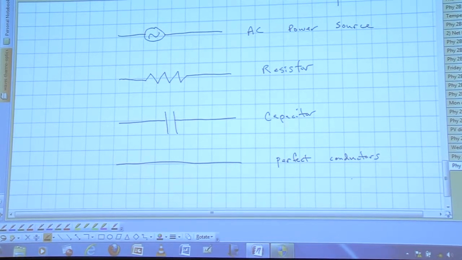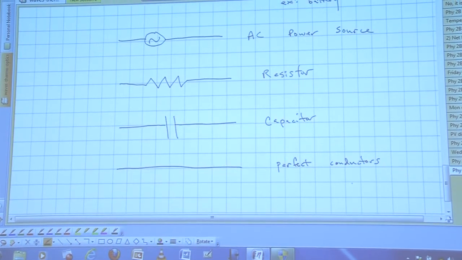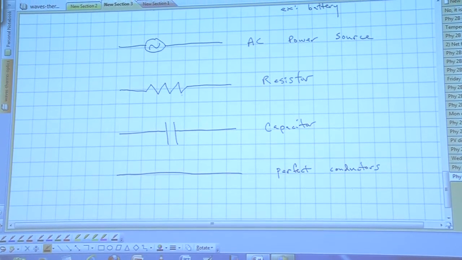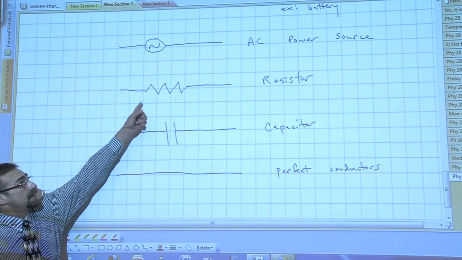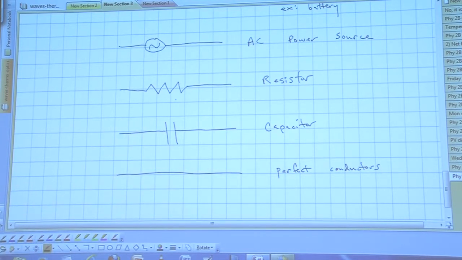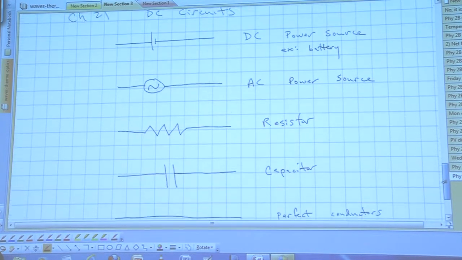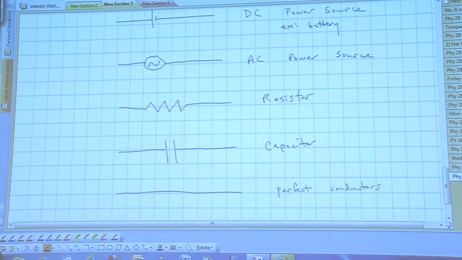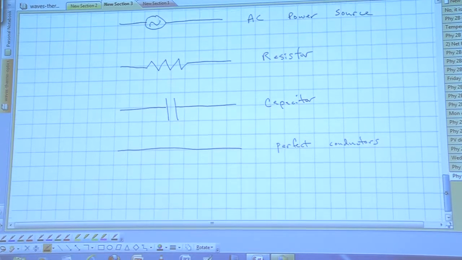If we need to account for the resistance in a wire, we add the symbol for a resistor and we put the value there, equal to the resistance of the wire. The lines are perfect conductors. And what else? Is that it for now? We'll add to this later as we learn more devices. We'll learn about inductors and things soon. But right now, I think this is a good start.